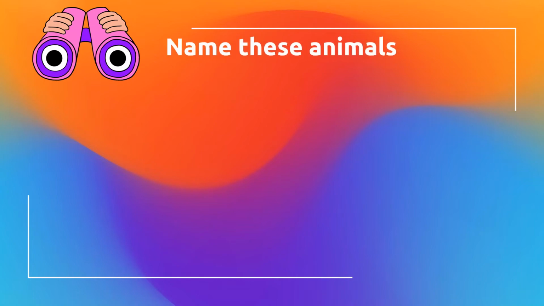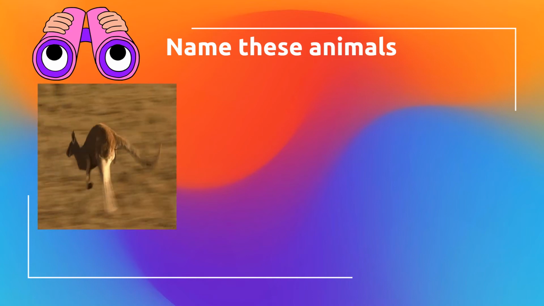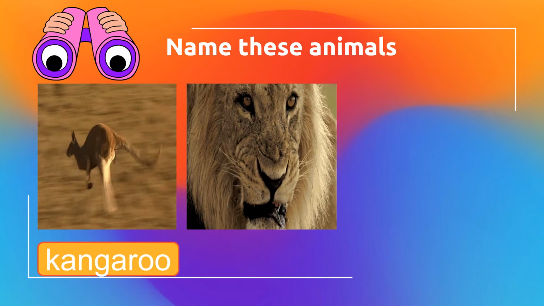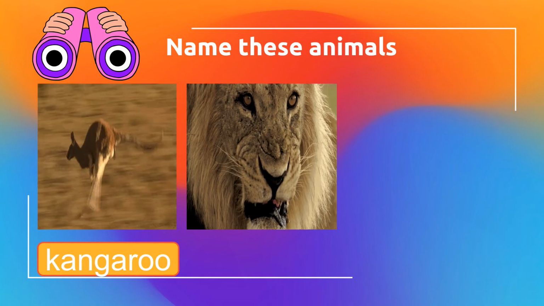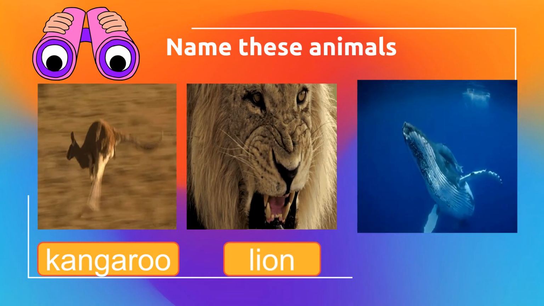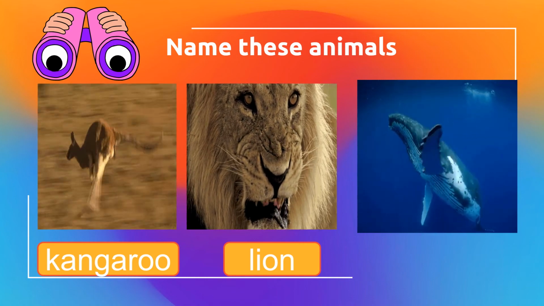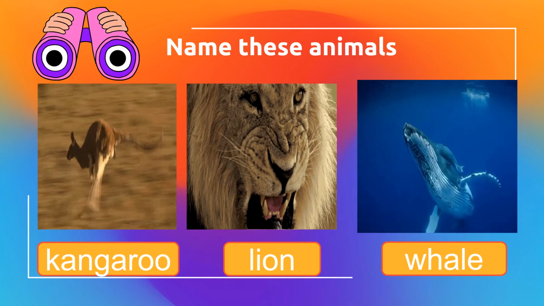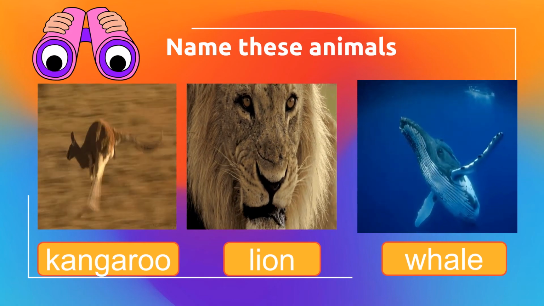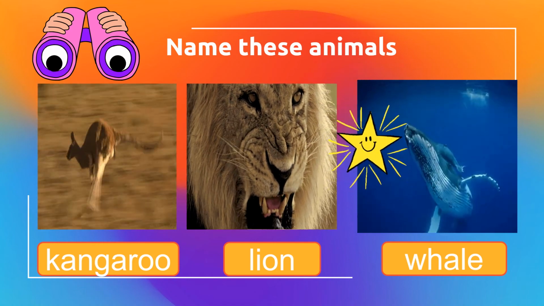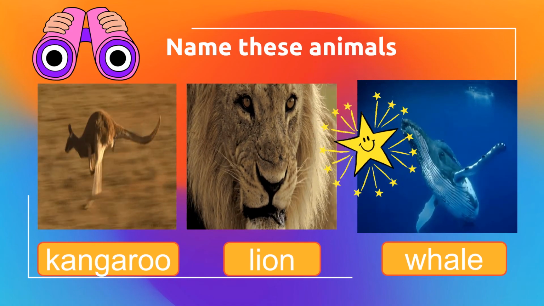Okay, we're wrapping up our trip to the zoo today. We have a few more animals. Let's name these animals. Do you know this one? That's a kangaroo. How about this one? This is a lion. And the last one. It's really huge. Yes, that animal is a whale. Kangaroo, lion, whale. Those words are all nouns because they are names of animals. Good job, boys and girls. I had so much fun with you, but we're not done yet.